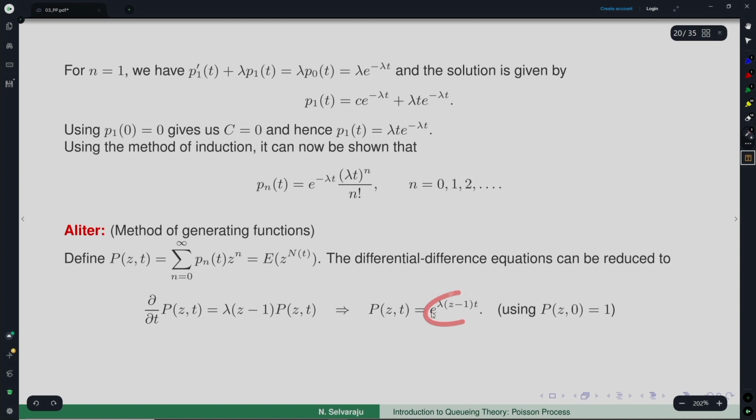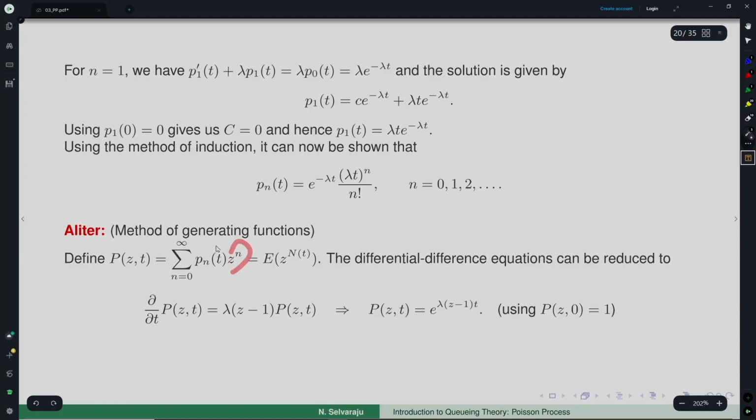Now, you can take e to the power minus lambda t out, and e to the power lambda t times z you can express as a power series and take the coefficient of z to the power n to arrive at this quantity. So, this is another way of doing it, through generating functions.